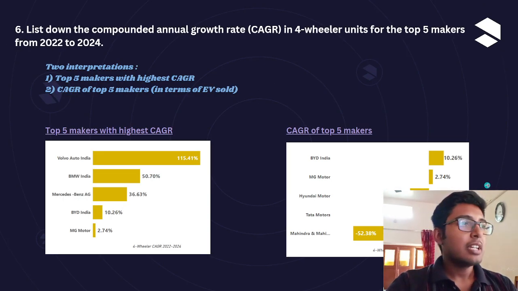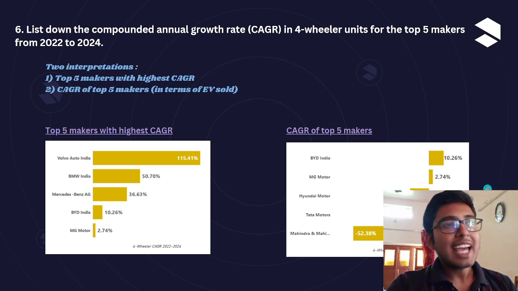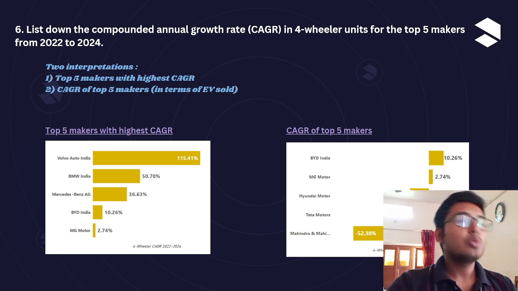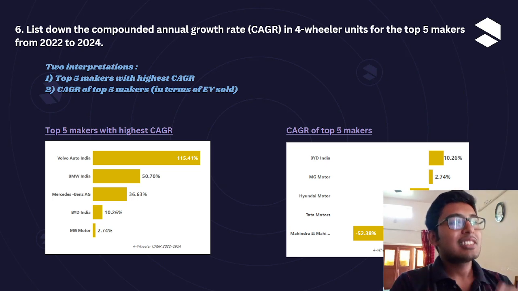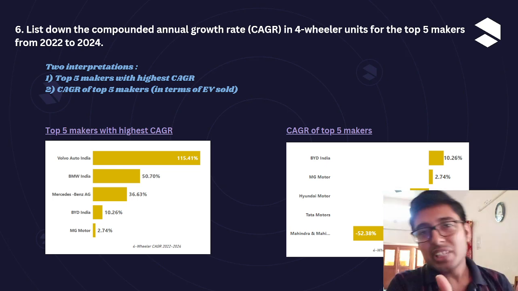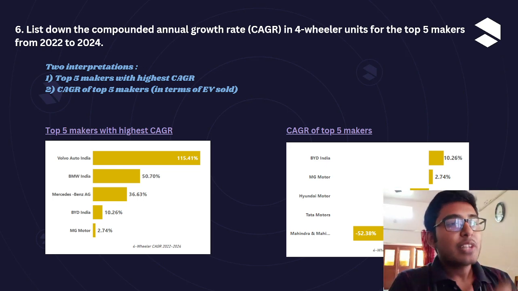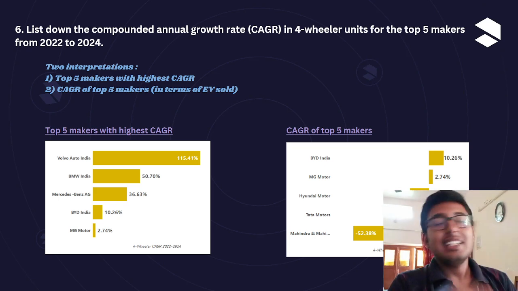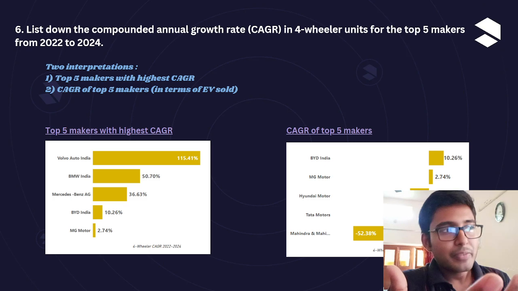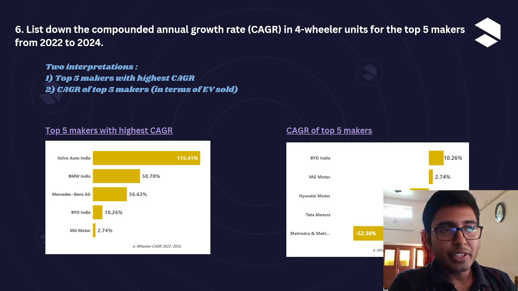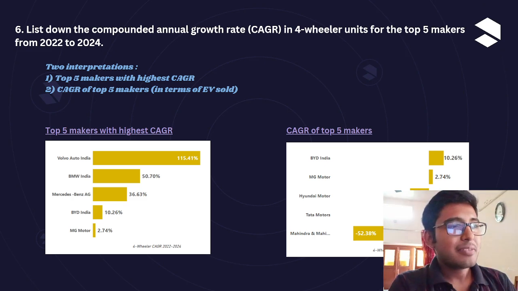The sixth question asks us to list down the compounded annual growth rate in four-wheeler units for the top 5 makers from 2022 to 2024. Now this question can be interpreted in two ways. Firstly, they are trying to ask us the top 5 makers with the highest compounded annual growth rate. And second way to interpret this question is, we are required to first find out the top 5 makers in EVs in terms of EVs sold, and then find their compounded annual growth rate. So I have realized both the possibilities here.